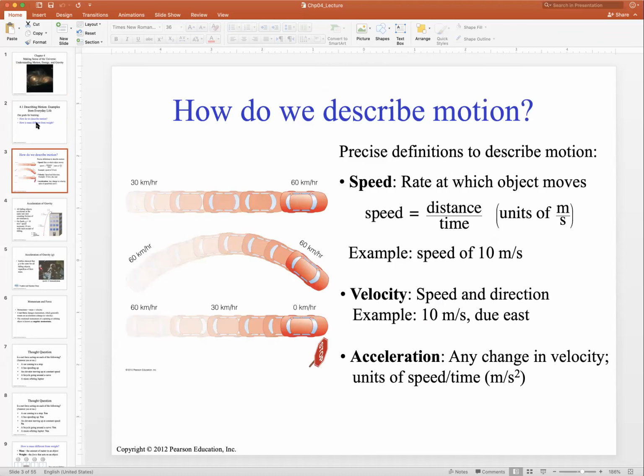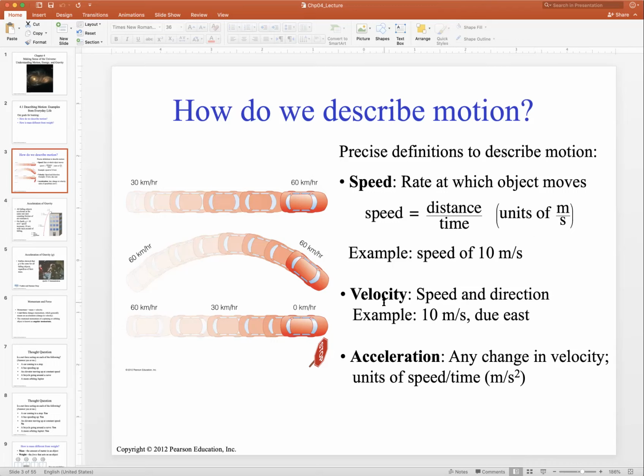So when we want to describe an object's motion, we can talk about its speed, which is the rate of change in distance with time. The unit for that is meters per second. So for example, when I say an object is moving 10 meters per second, it means in every second it is moving 10 meters. Okay, so 10 meters in every 1 second interval of time.